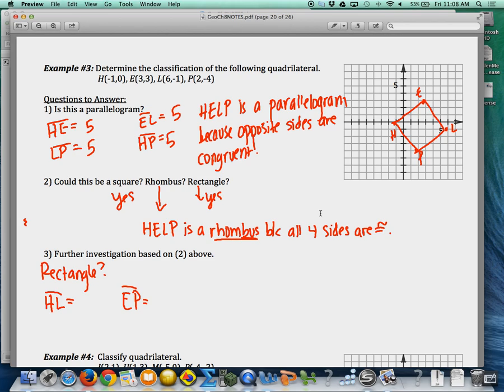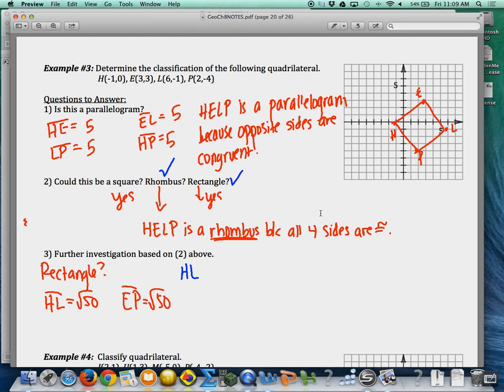Can anybody tell me what you guys are getting? Root 50? Did we get the other one also to be root 50? Yes. Okay. So, is this a rectangle? Yes. Okay. So we know for sure it's a rhombus because all 4 sides are congruent. We know for sure it's a rectangle because our diagonals are congruent. Therefore, what type of figure is this? Square.